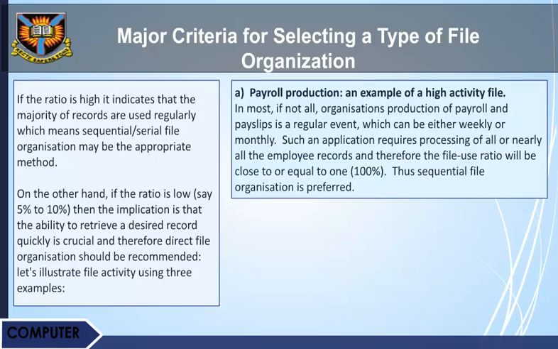Let's illustrate file activity using 3 examples. A. Payroll production. An example of a high activity file. In most, if not all, organizations, production of payroll and pay slips is a regular event which can be either weekly or monthly. Such an application requires processing of all or nearly all the employee records, and therefore the file use ratio will be close to or equal to 100%. Thus, sequential file organization is preferred.